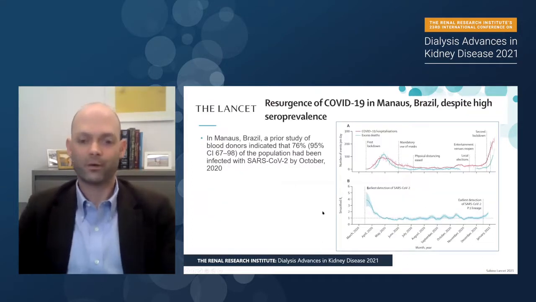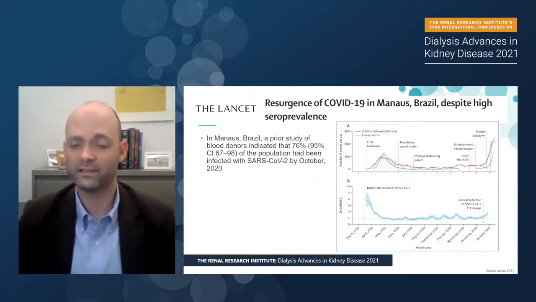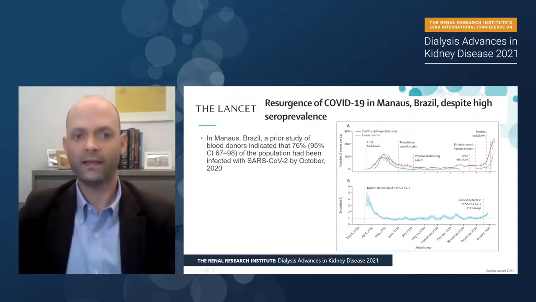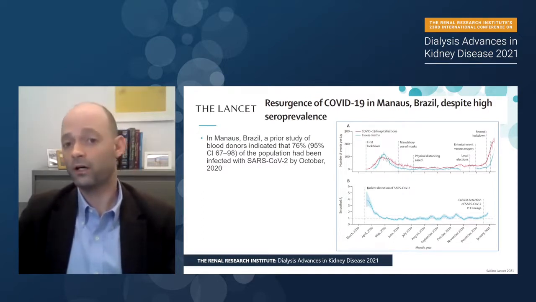So there was this report in the Lancet a few months ago, the resurgence of COVID-19 in the city of Manaus in Brazil, despite high seroprevalence. Manaus was a city that was heavily hit by COVID-19 in the spring of 2020, April and May, with really high rates of infection. And the population was actually, in a subsequent study, almost 76% of the population in that city was found to actually have antibodies to SARS-CoV-2. So that was a thought that maybe there was herd immunity in that population, and in that city they were protected against further infections.